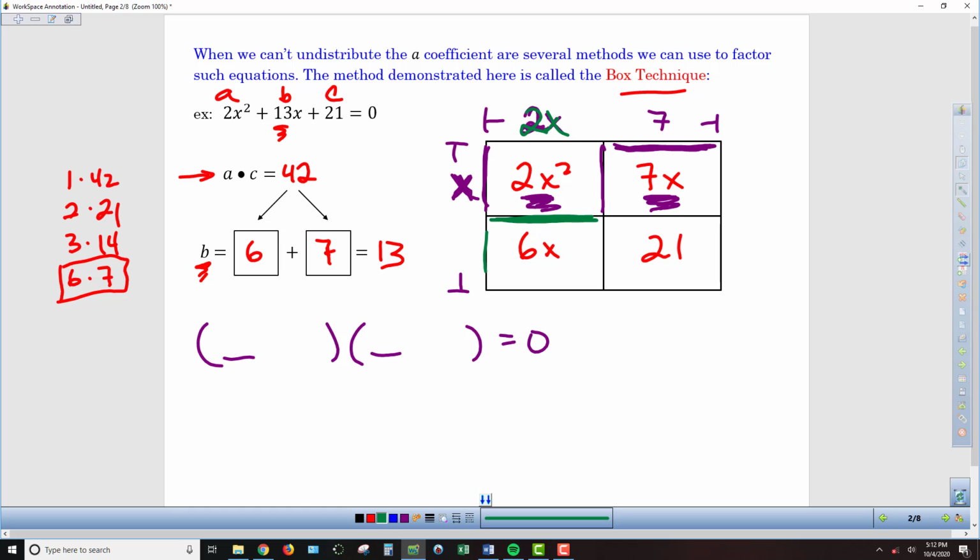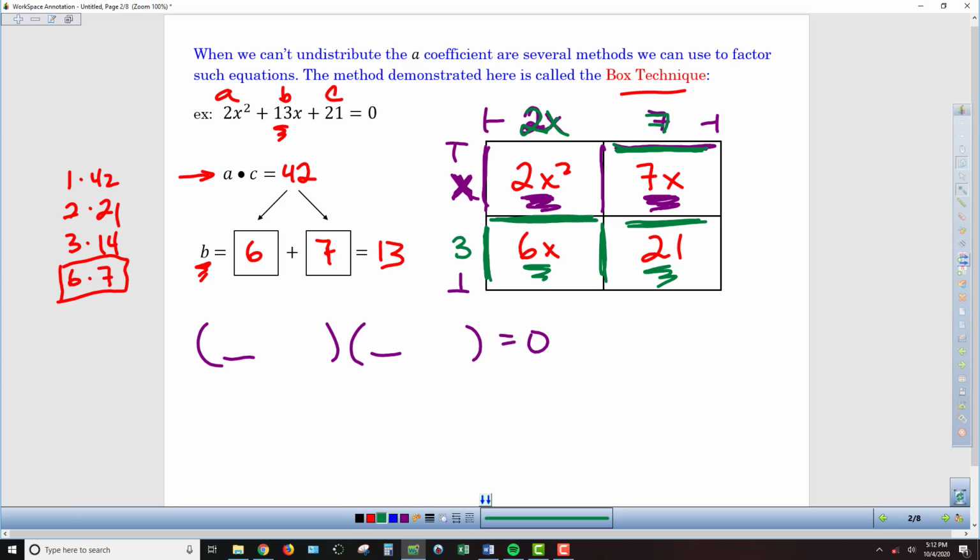And then I need to figure out what this dimension needs to be so that when I multiply 2x times that dimension, 2x times that side, I get the 3x that I have in the middle. Well, it's 2x times 3, so I'm going to put a 3 there. And then I'm going to do the same thing. It's kind of taken care of for me for this last 21. If I note here, this dimension here is 7. I've got this dimension here is going to be 3, and 7 times 3 indeed equals 21.